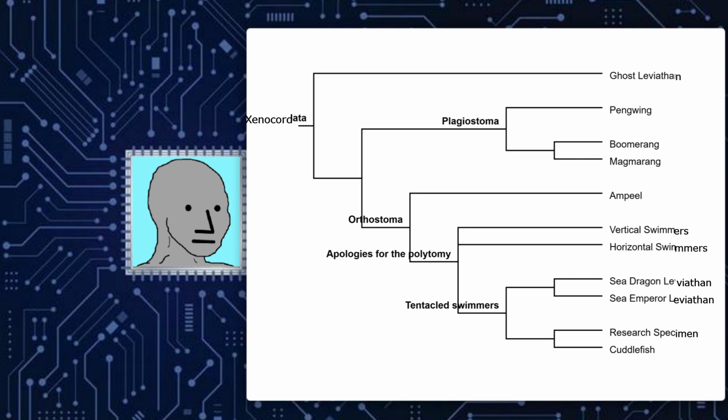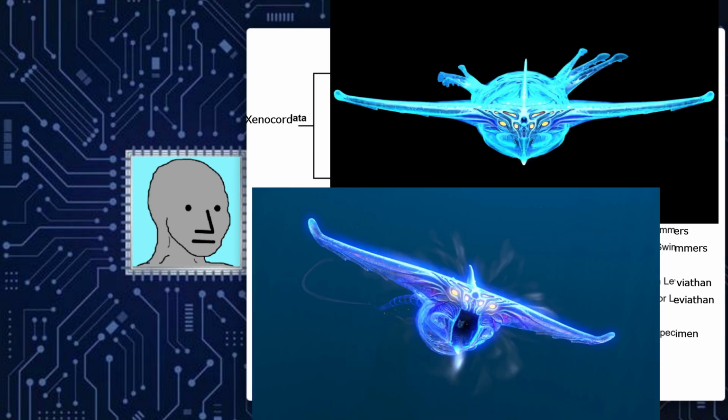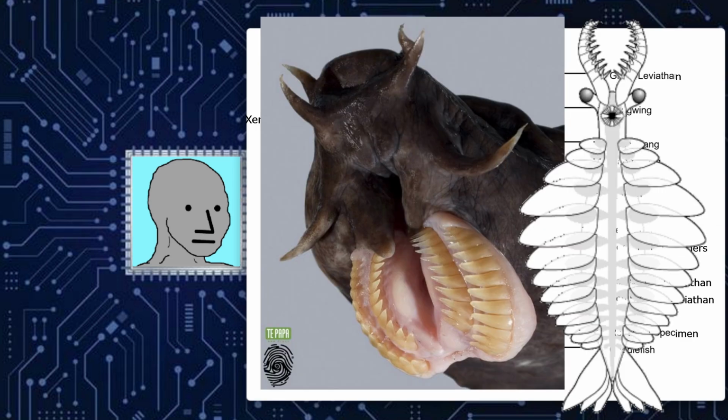The most basal of those is the ghost leviathan, which I believe can tell us a lot about the common ancestor of xenochordates. Notice that it lacks proper jaws, instead only having the simplest of mouth parts, two of which open vertically and two horizontally, like a mix between a hagfish and a radiodont.